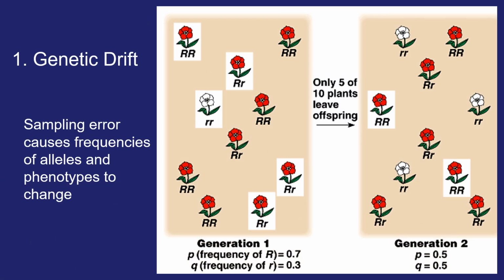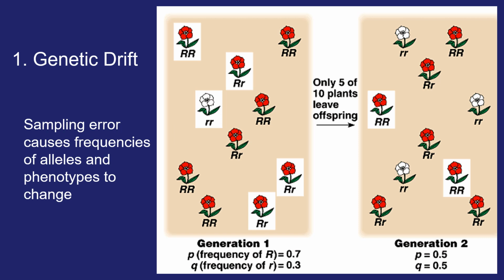Here is a very simple example of genetic drift. Again, using our hypothetical population of red and white flowers. We can see that we have 10 individuals in generation 1 on the left. We can figure out the allele frequencies by just looking at our different genotypes here. And if you're not sure how we arrived at those numbers at the bottom, maybe pause the video for a second and figure it out.